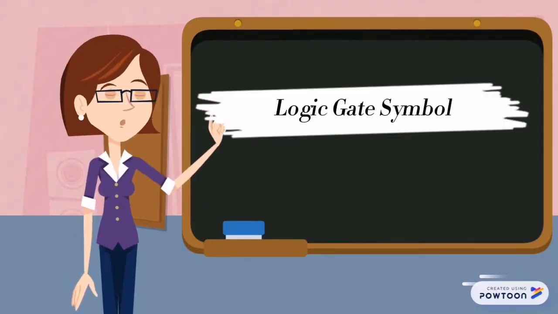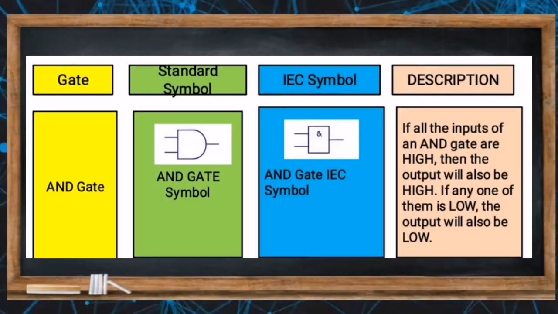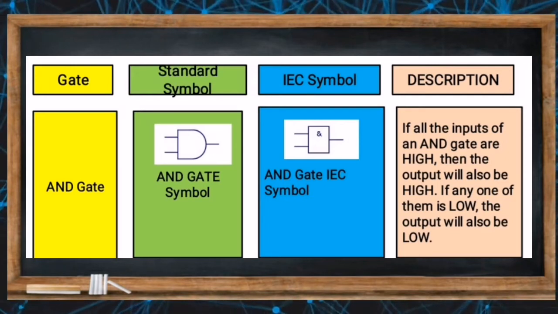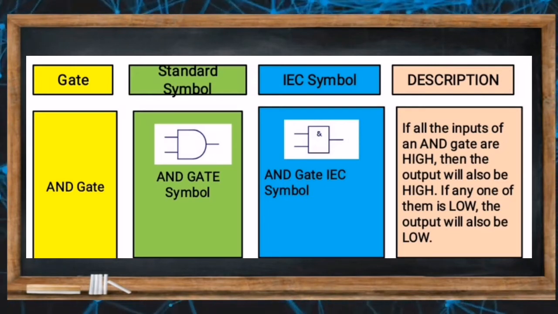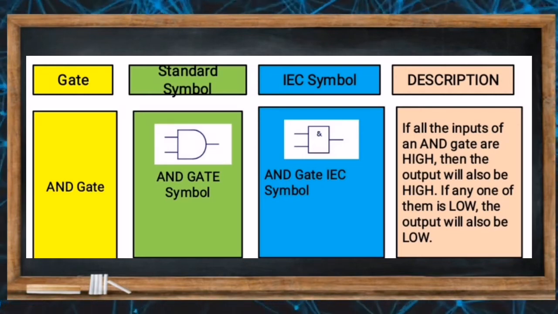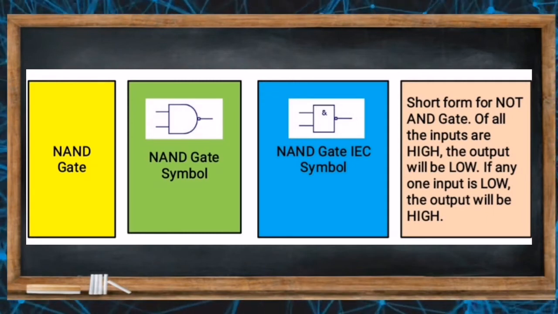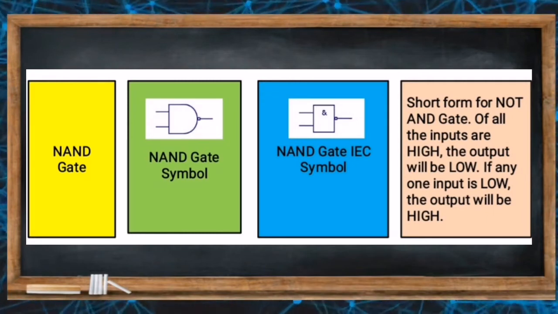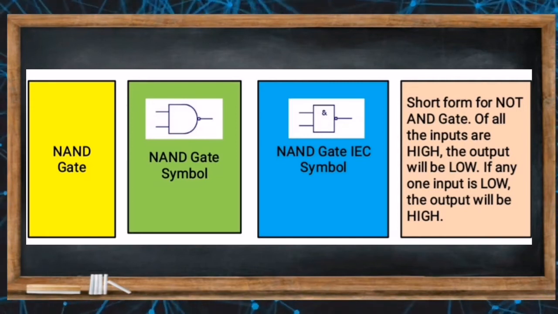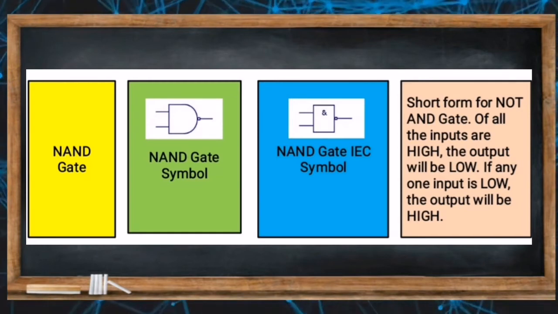Now let's proceed to logic gate symbols. AND gate symbol. The description is, if all the inputs of the AND gate are high, then the output will also be high. If any one of them is low, then the output will be low. The NAND gate symbol. It is short form for NOT AND gate. If all the inputs are high, the output will be low. If any one input is low, the output will be high.